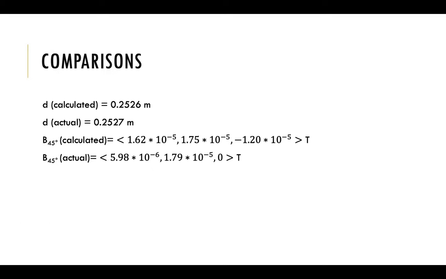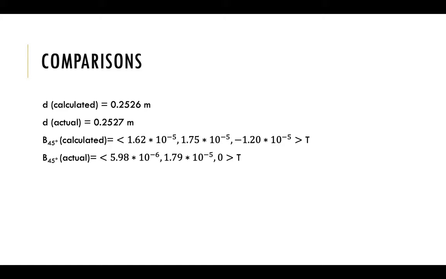Comparisons. The value of distance calculated by the Excel sheet was approximately 0.2526 meters, whereas the distance calculated by the code was 0.2527 meters, so pretty close in value. The magnetic field at 45 degrees was calculated by the Excel spreadsheet to be approximately 1.62 times 10 to the negative 5, 1.75 times 10 to the negative 5, and negative 1.2 times 10 to the negative 5 Tesla. Whereas the magnetic field at 45 degrees calculated by the code was 5.98 times 10 to the negative 6, 1.79 times 10 to the negative 5, and then 0 Tesla.